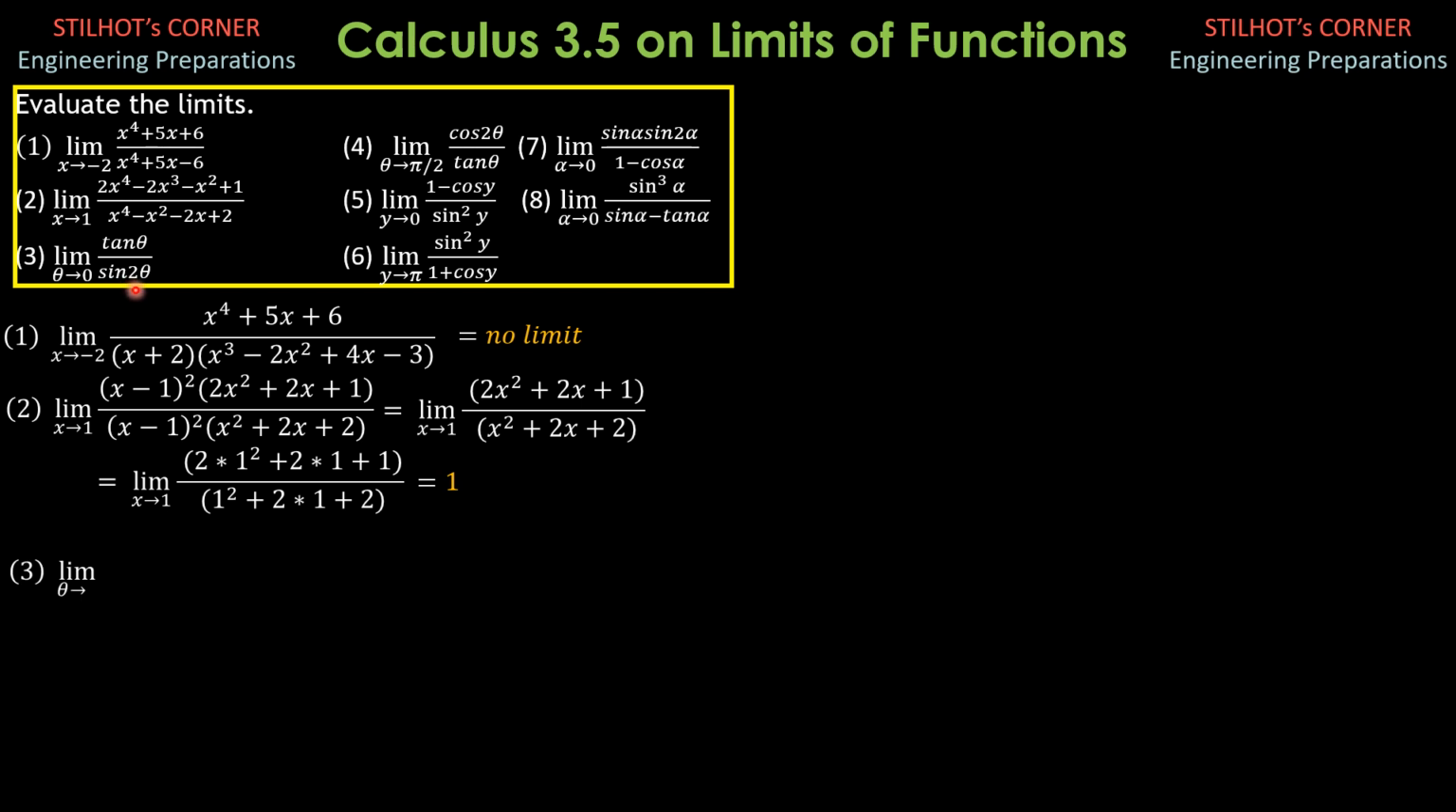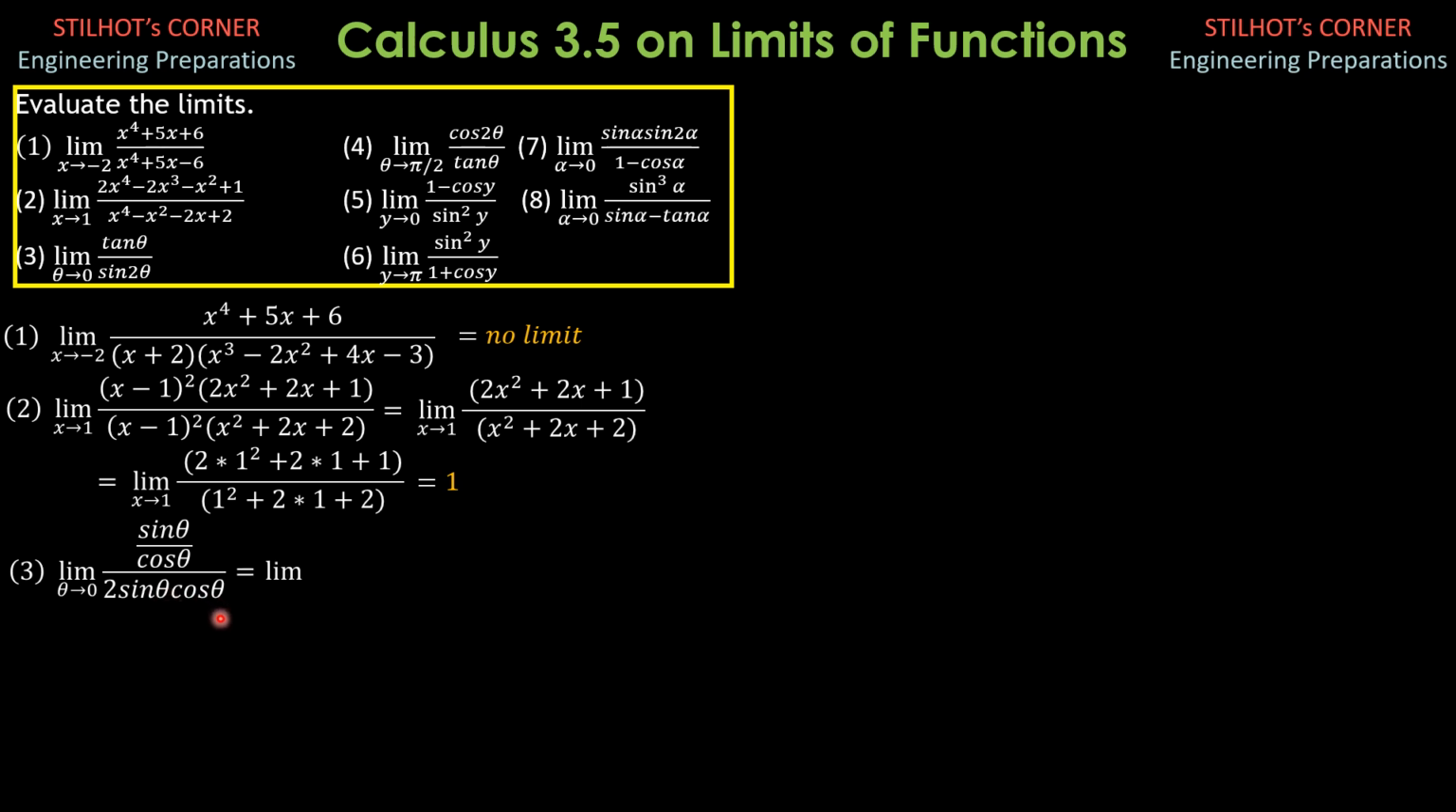So that would be limit as theta approaches 0 of tangent theta, which is sine over cosine theta, over 2 sine theta cosine theta. So this is equal to limit as theta approaches 0 of sine theta over cosine theta times the reciprocal of the denominator 2 sine theta cosine theta, which is 1 over 2 sine theta cosine theta.